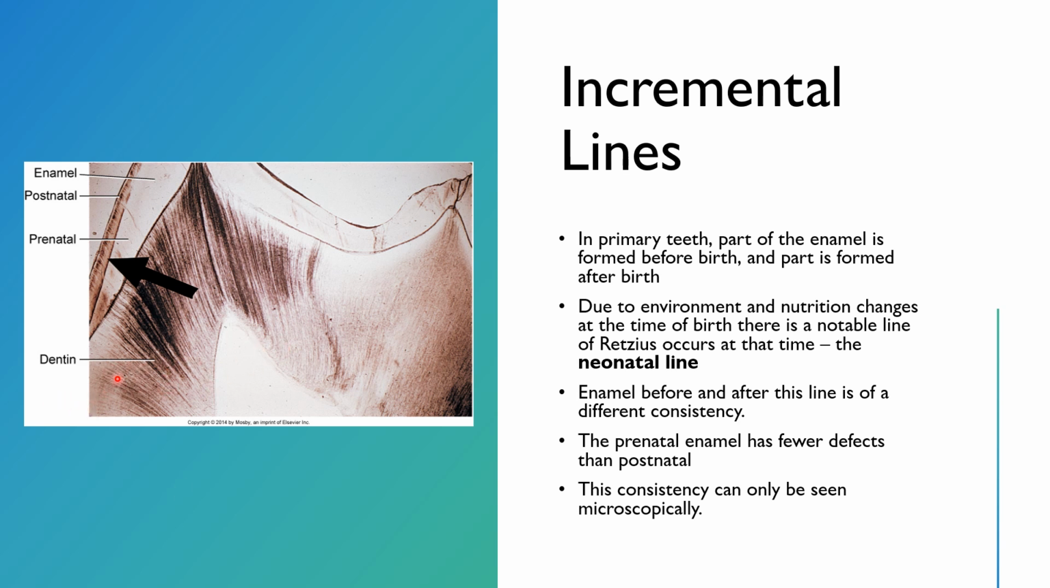So here we have a tooth, we can see the dentin, and then we can see the prenatal enamel that has been deposited. And right where this larger black arrow is pointed, it's showing the neonatal line. It's separating, almost like there is a brief pause, and then after birth, postnatal, we can see more of a distinct color when we're looking at the tooth microscopically. So the enamel before and after the neonatal line is actually of a different consistency.